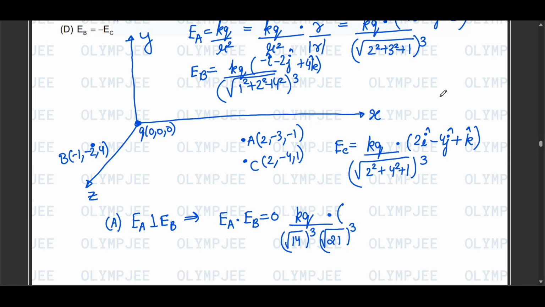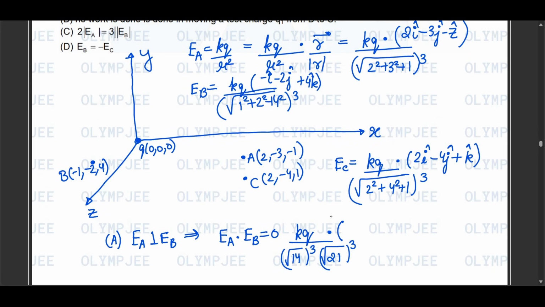So this will become 4 plus... sorry, we had to find for B. So the denominator for B was 4 plus 16 plus 1. So it was 21 only, right? And in the bracket it was, so minus 1 multiplied by 2, which is minus 2, minus 2 multiplied by minus 3, which is 6, and 4 multiplied by minus 1, which is minus 4. So this is coming out as 0. So option A is correct.